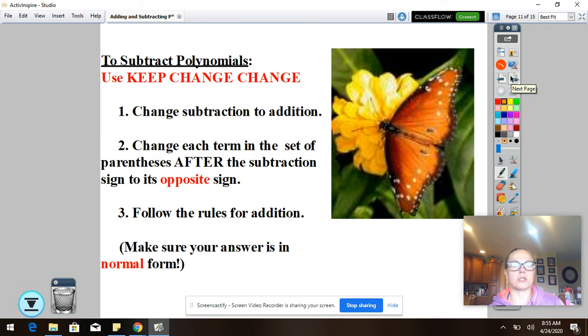Now, for subtraction, I know we're trying not to, but think of keep, change. You always want to change your problem to an addition problem. So if you see a subtraction sign, you're going to change it to an addition, and then you have to remember to change the sign of every term in the parenthesis after that. And then it just turns into a nice, easy addition problem.